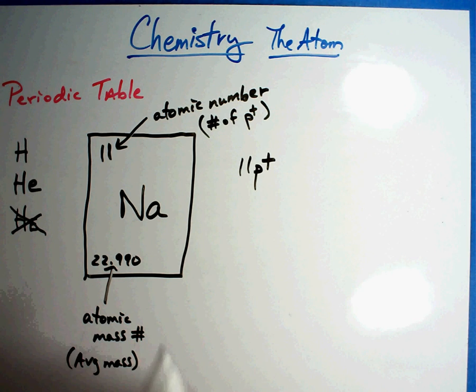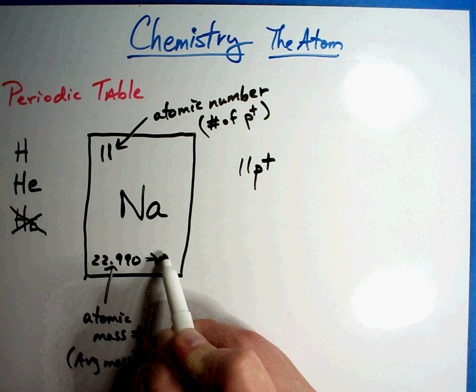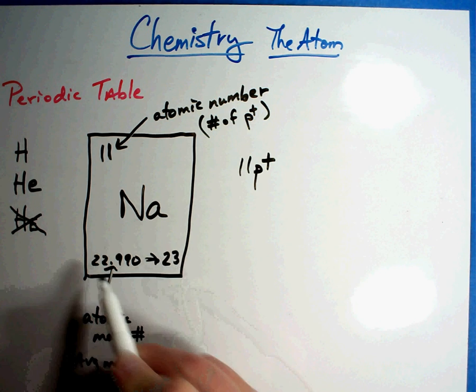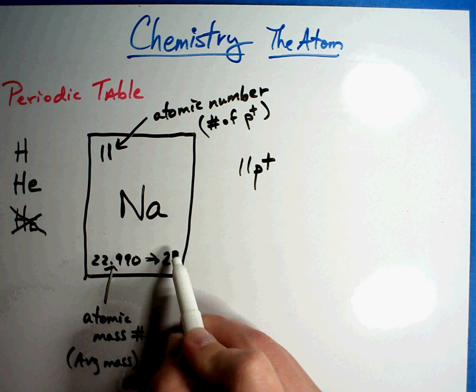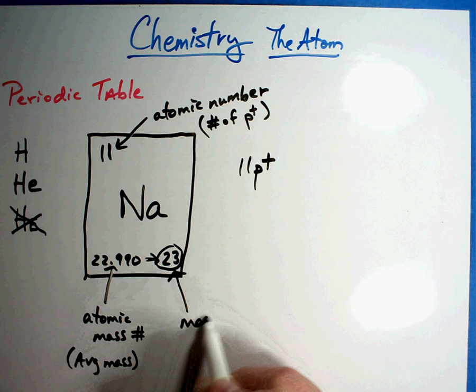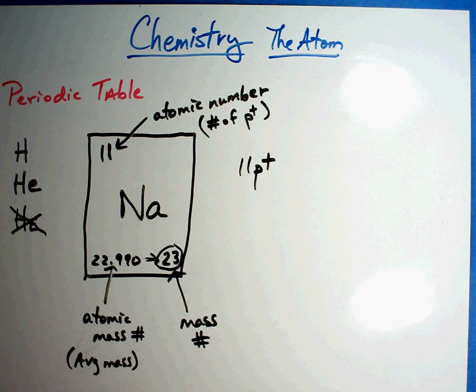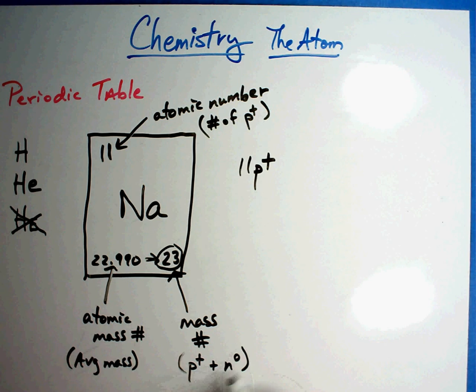Now, this number, for what we're going to do, actually needs to be rounded to a whole number. So 22.990 rounds to 23. That is called the mass number. Now these words are so close, you've got to be careful with them. The mass number is protons plus neutrons added together in the atom.